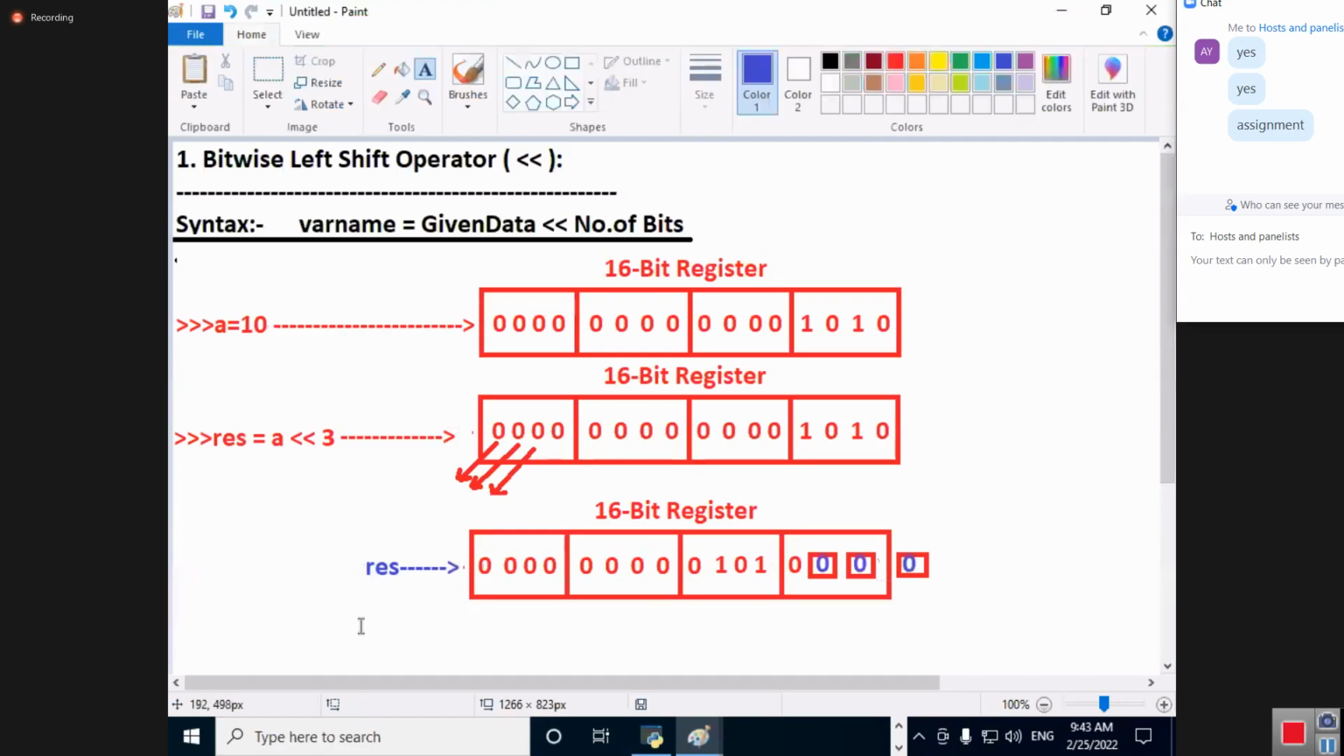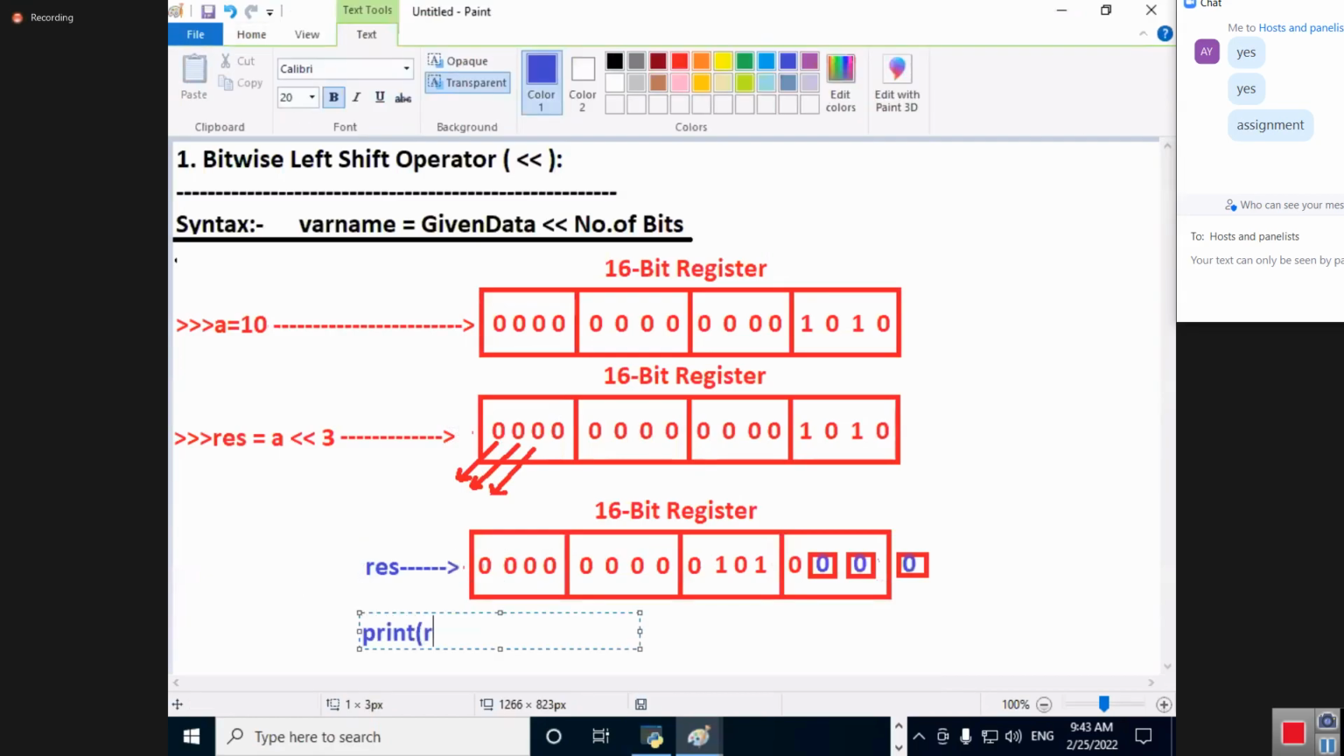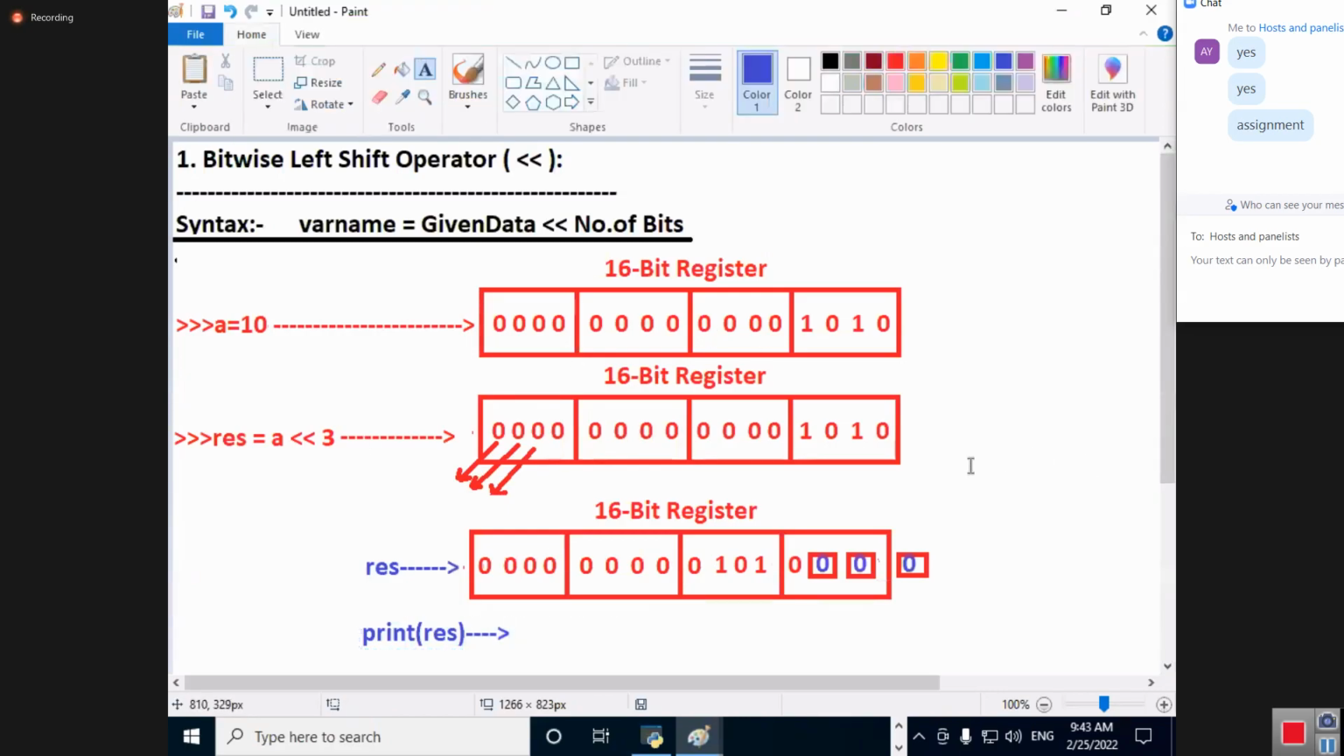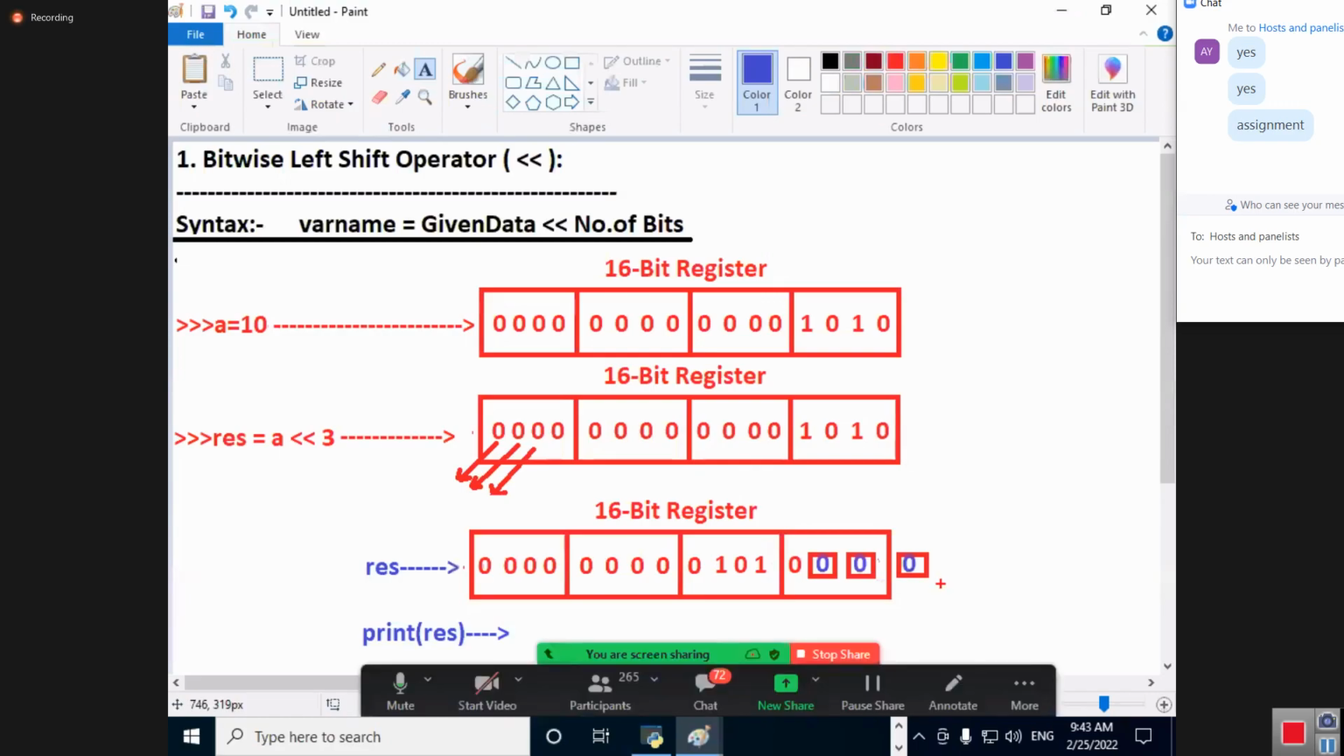If I print RES, do you know what result is coming? This result is going to be given like this. Look at that result. What is this result called? Binary format or not? What is this now? 2 to the power of what? 0. 2 to the power of 1, 2 to the power of 2, 2 to the power of 3, 2 to the power of 4, 2 to the power of 5, 2 to the power of 6.